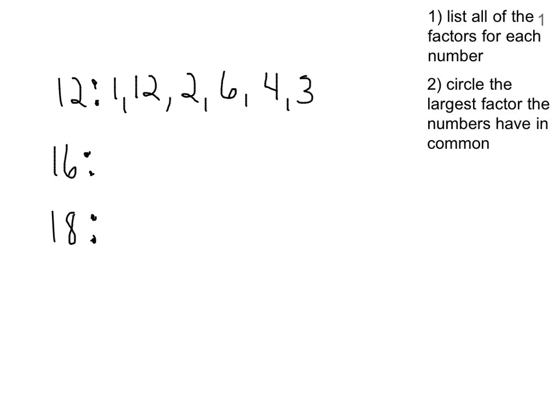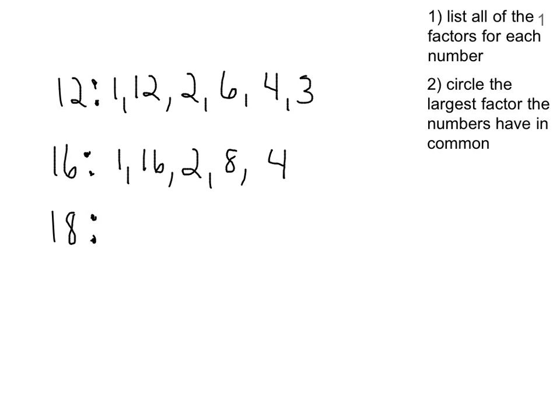Now let's look at 16. Again, start with the easy ones first. So 1 times 16. 16 is an even number, so that gives me 2 times 8. If you can use a 2, try a 4, which is 4 times 4, but we're only going to use one 4, you don't use both.